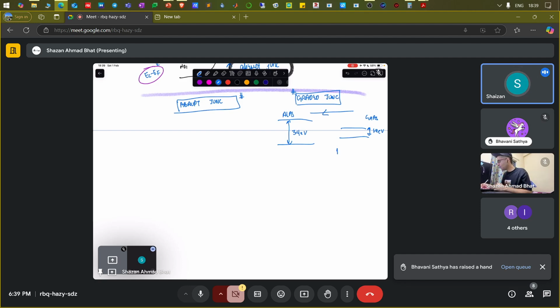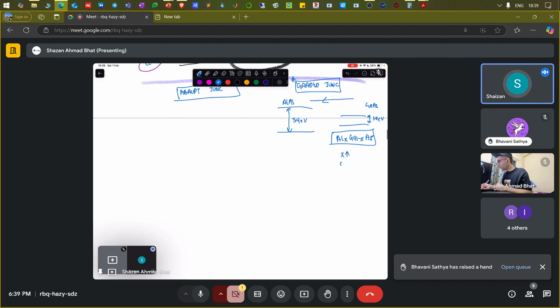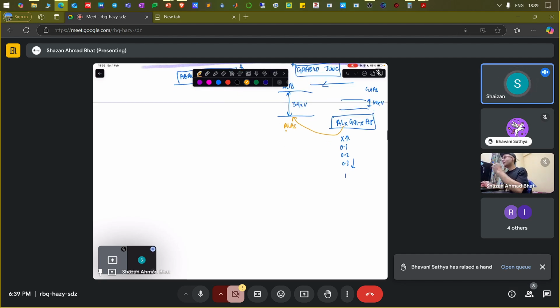It is actually written as AlxGa1-xAs. You increase x, that means you go from point 1 to point 2 to point 3, and so on, up to where you make it 1. When x becomes 1, it will be aluminum arsenide only. And you do it in a stepwise fashion.